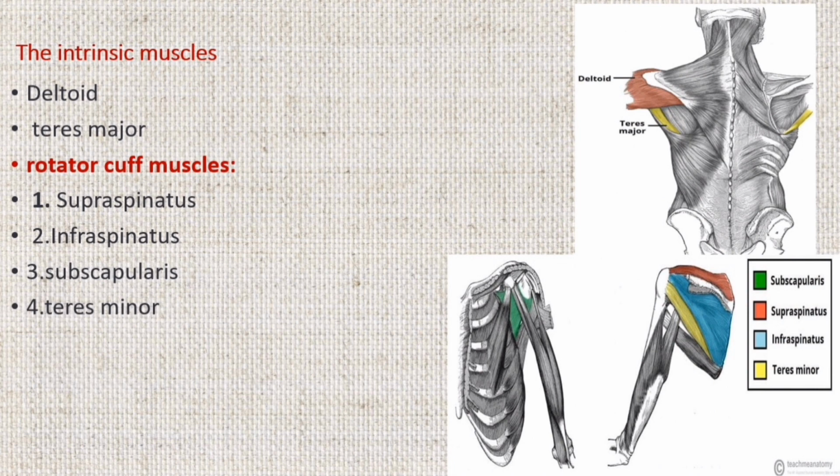Originates from the supraspinous fossa of the scapula, attaches to the greater tubercle of the humerus. Actions: abducts the arm 0 to 15 degrees, and assists deltoid for 15 to 90 degrees. Innervation: suprascapular nerve. Infraspinatus. Attachments: originates from the infraspinous fossa of the scapula, attaches to the greater tubercle of the humerus. Actions: laterally rotates the arm.